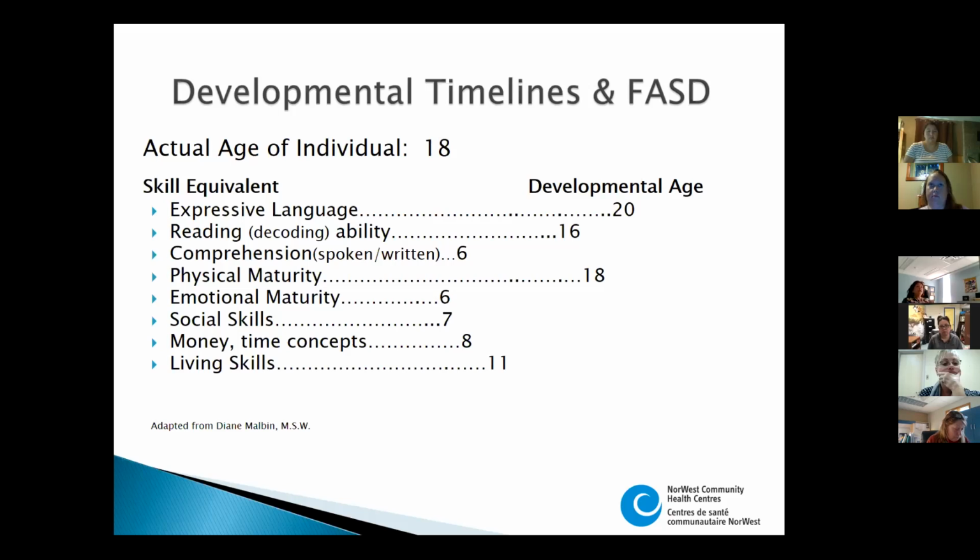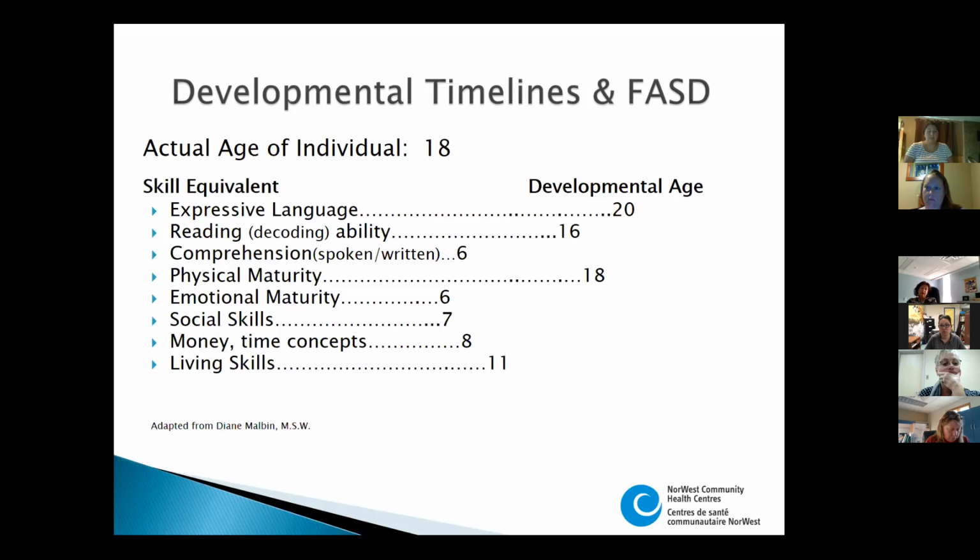Physical maturity: even if they might be a bit smaller at birth, many of our clients are on par with their peers by the age of 18. Their stature, their height, they're fine. Emotional maturity, that of a 6-year-old. Social skills of a 7-year-old. Money and time concepts of an 8-year-old. Living skills, that of an 11-year-old.